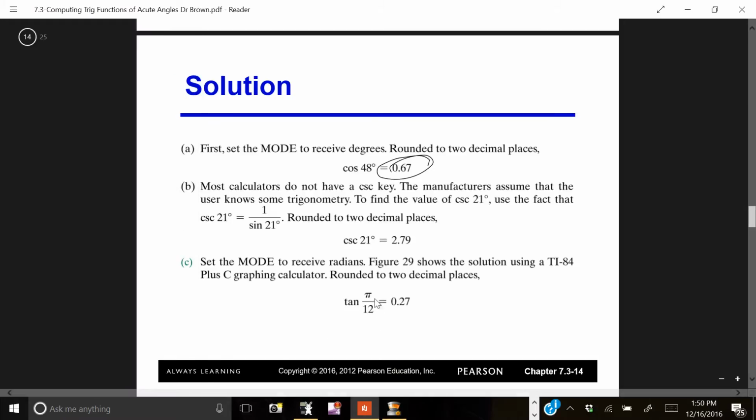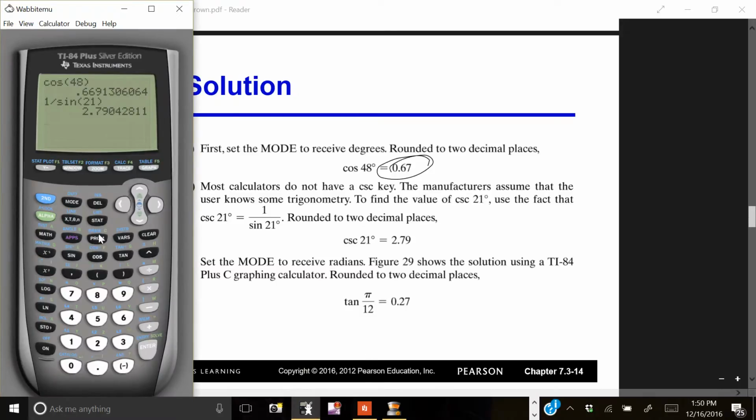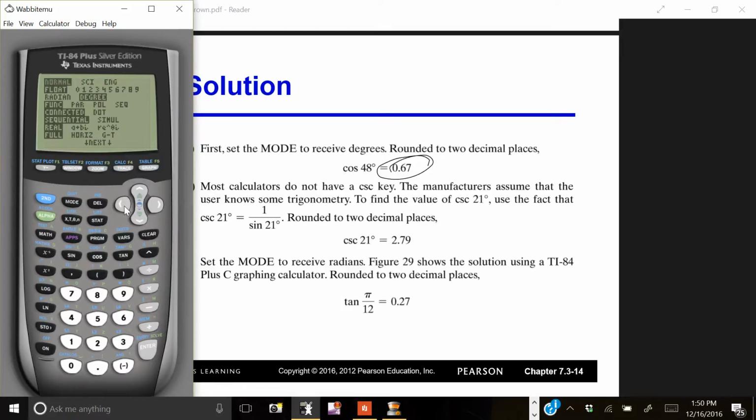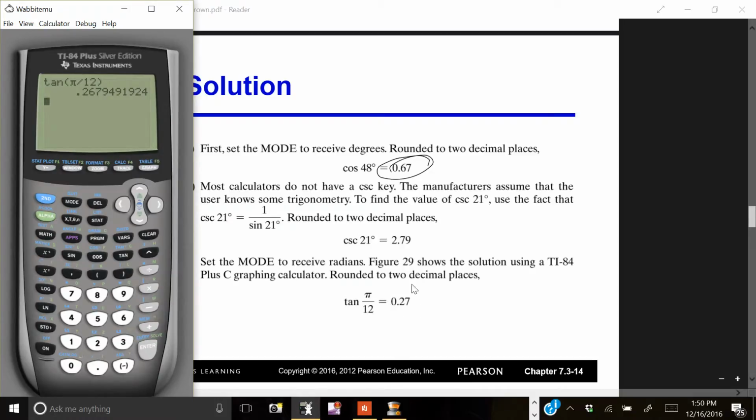Now, to calculate tangent of pi over 12, we need to change the mode. So hit mode, and let's go down and set it to radians. Clear the calculator, and now we will do tangent. Notice you can enter pi exactly, second pi, divided by 12. Hit enter, and we get 0.2679, rounded off to the nearest hundredth, 0.27.